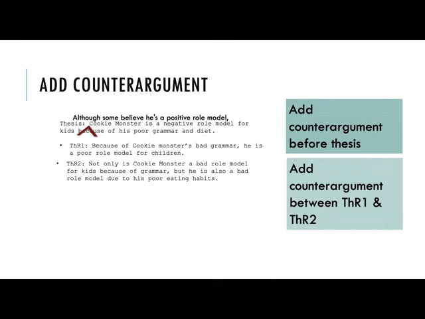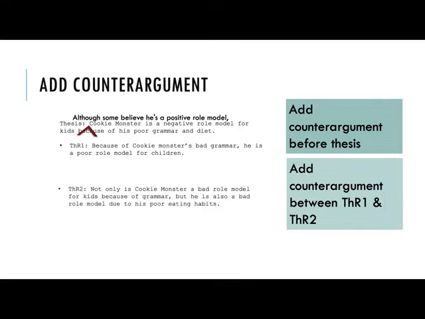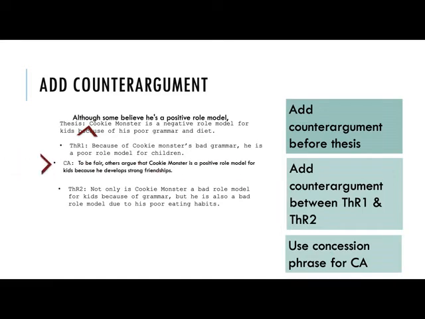The next thing we want to do is add the counterargument topic sentence between your topic sentence for thesis reason of support 1 and thesis reason of support 2. And we'll use a concession phrase for our counterargument. So for example, here we have the concession phrase, "to be fair." That signals to your reader that you are moving to the opposite side of your argument, to the counterargument.